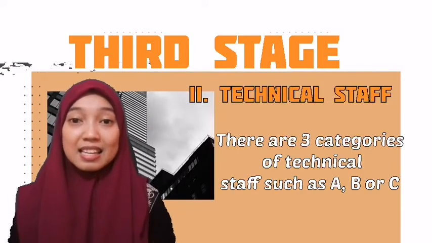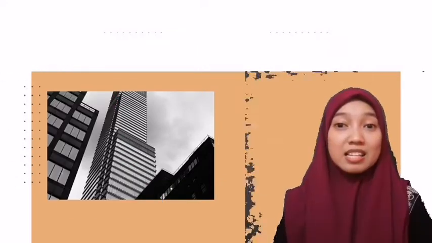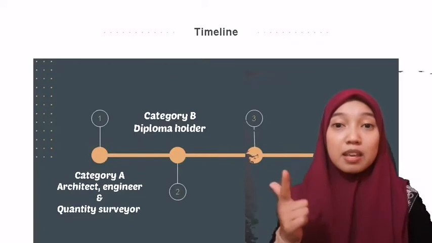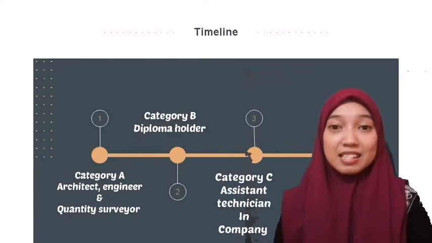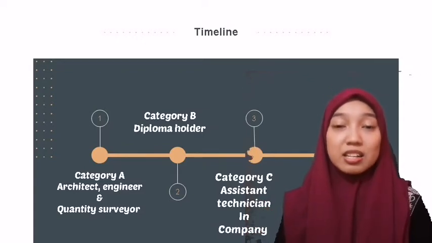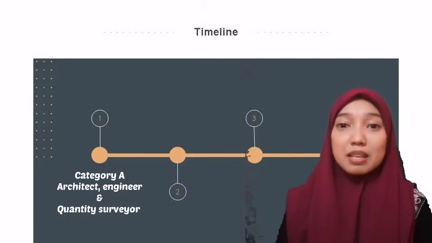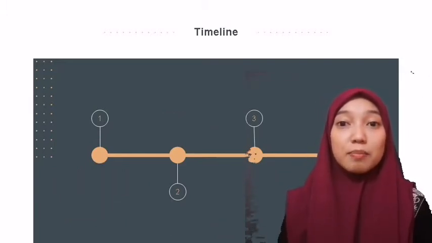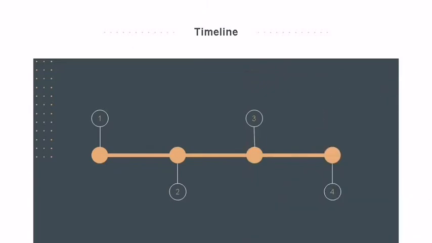The second is technical staff. There are 3 categories of technical staff: categories A, B, and C. Category A refers to the architect, engineer, and quantity surveyor. Category B is a diploma holder, while category C is the assistant technician in the company. All categories of technical staff must be employed by the employer during tendering, because contract staff have a contract agreement.